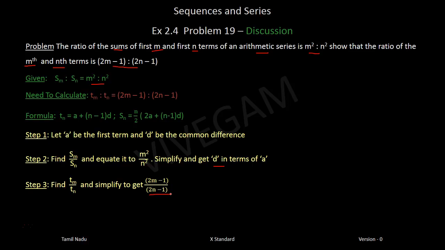Okay, so let's keep this broadly in our mind. What do we need to do? We'll have to first find Sm and Sn and equate it to m square is to n square, simplify it, see whether we can get d in terms of a, then find Tm and Tn, simplify it and use whatever condition we get for d in that equation, and see whether we get 2m minus 1 divided by 2n minus 1. Okay, so let's try that.